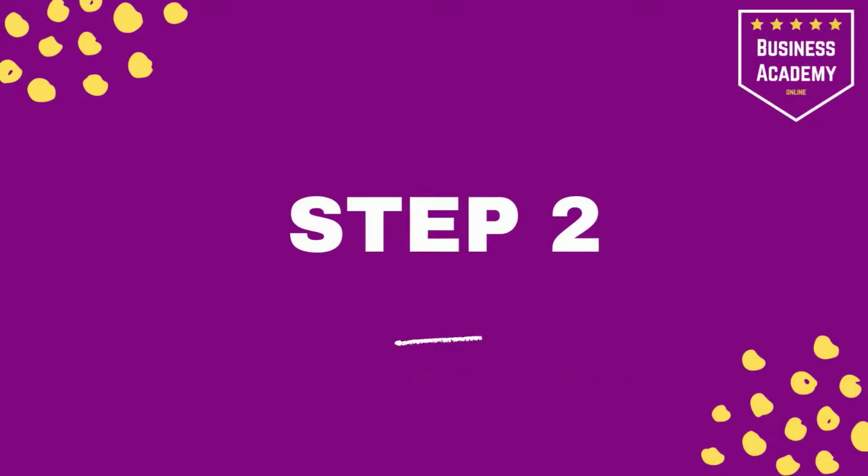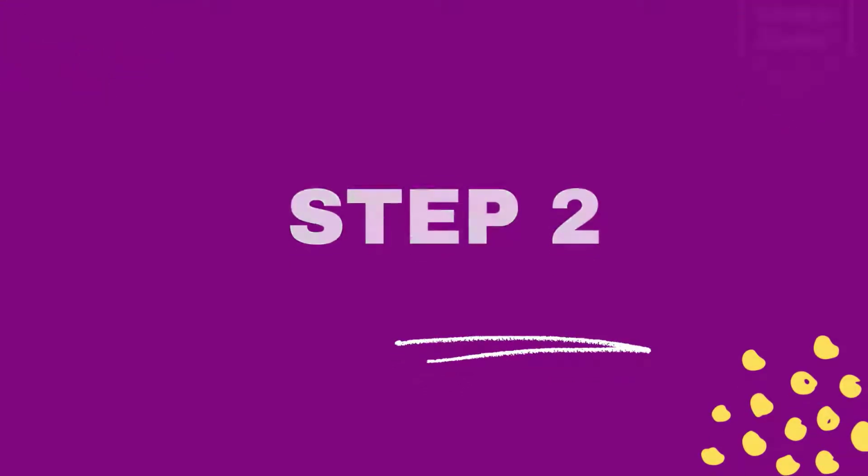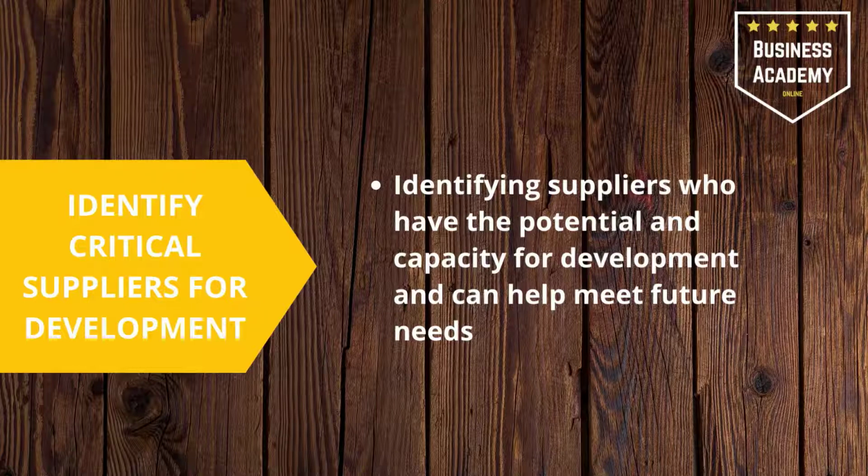Step 2. Now we've identified our critical products, step 2 is to identify critical suppliers for development. So this is all about identifying suppliers who have the potential and most importantly, the capacity for development and can help meet your future needs. So we're not looking short term here, we're looking long term. We're not going to invest all of this money and time in this supplier without them being able to meet our future needs.